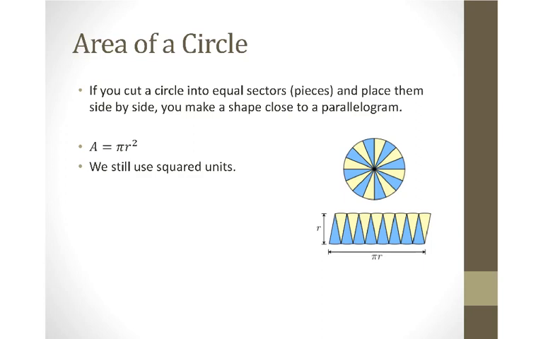So think about it. Area of a parallelogram is equal to the base times the height of a figure. Well, in this case, you're talking about these sectors here. That height is really the radius because it's going from the center out to the side. And then your base of the figure is all of these sectors put together, which is pi times the radius. Okay, so our formula for area now is area is equal to pi r squared.